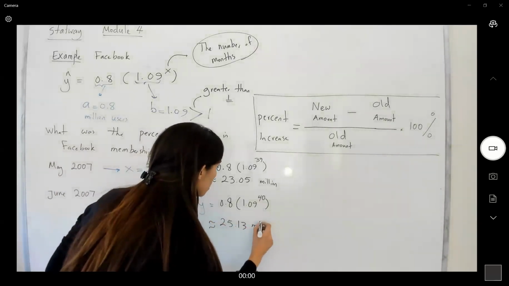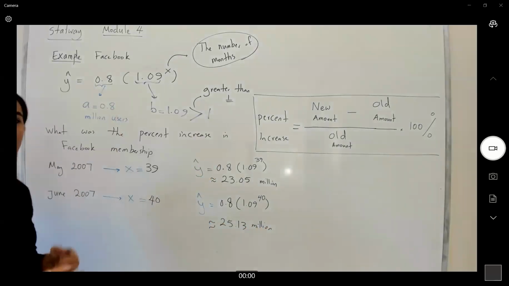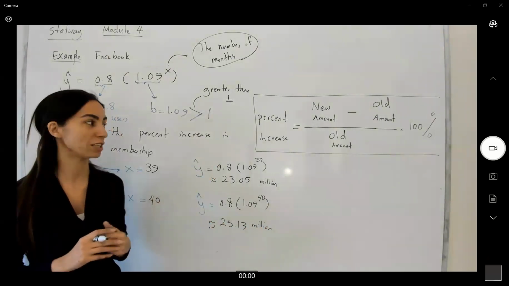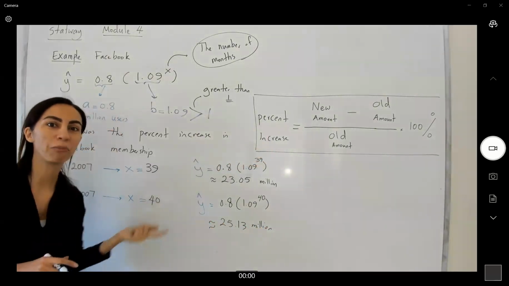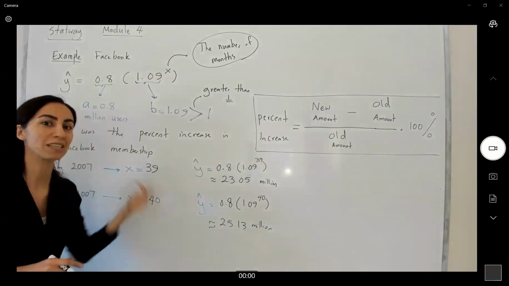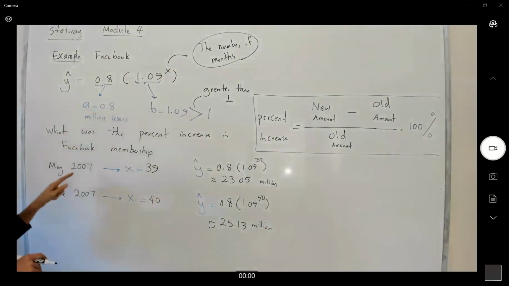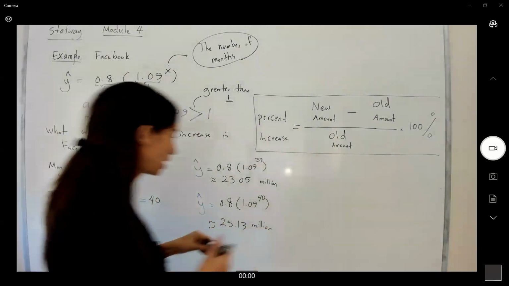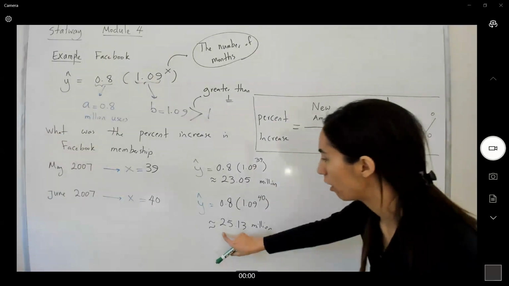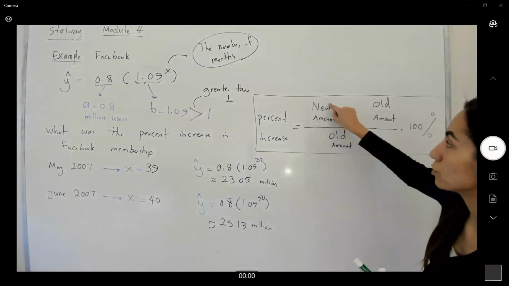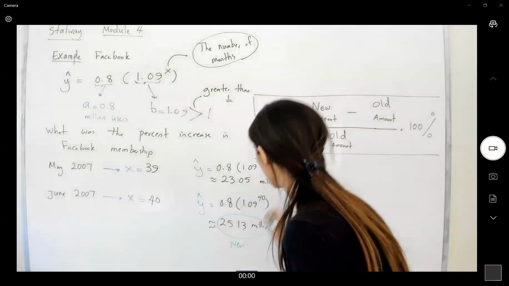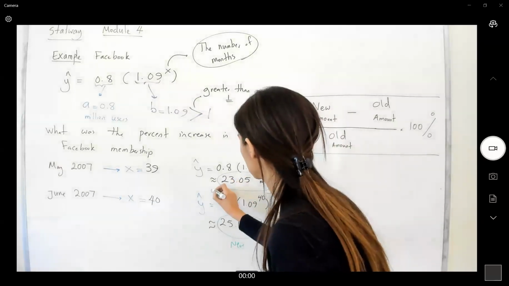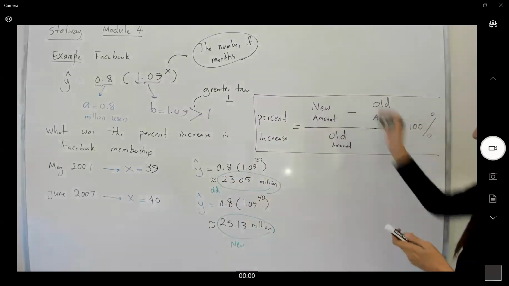25.13 million. Okay, we have all the information that we need to find the percent increase in the number of memberships in Facebook between May 2007 and June 2007. So note that 25.13 million is your new amount. This is your new, and this is your old amount, old value. So let's plug those in.